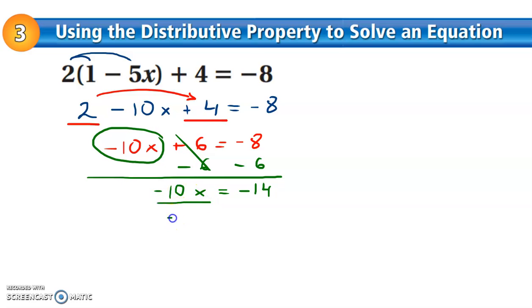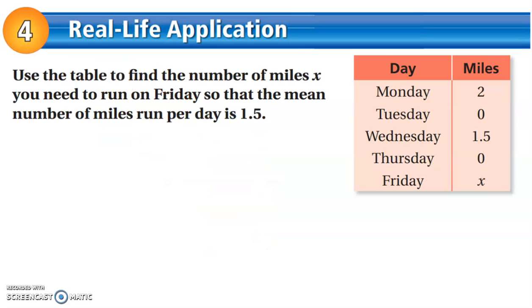Divide, this time we're dividing again because this is a multiplication. Divide by -10 on each side. This cancels out. And x is equal to negative divided by negative is positive. And when you divide by 10, you just move the decimal one place to the left. So x is equal to 1.4.